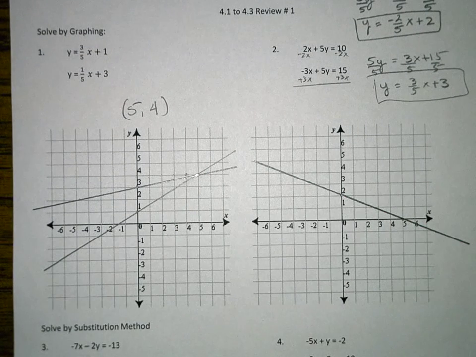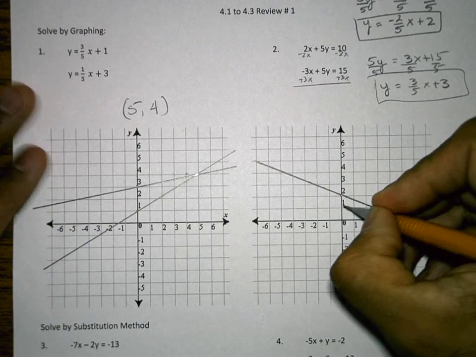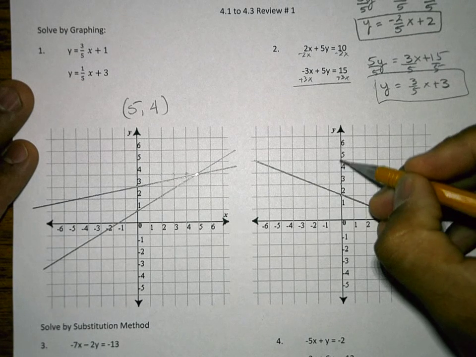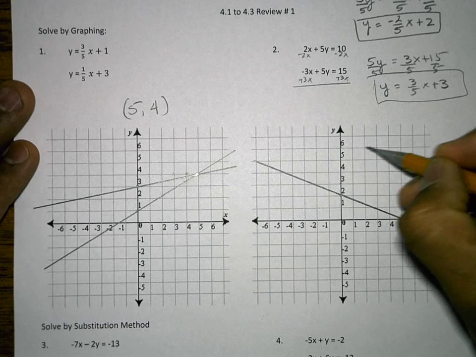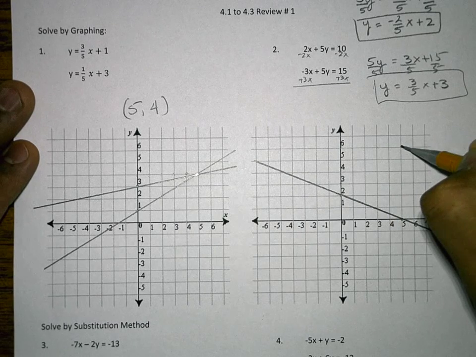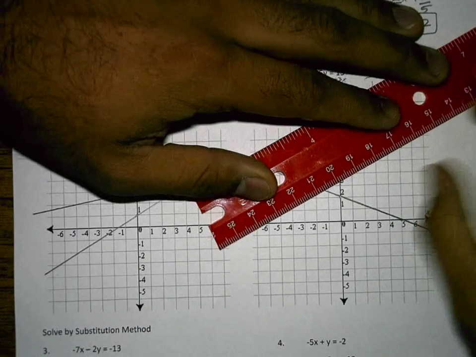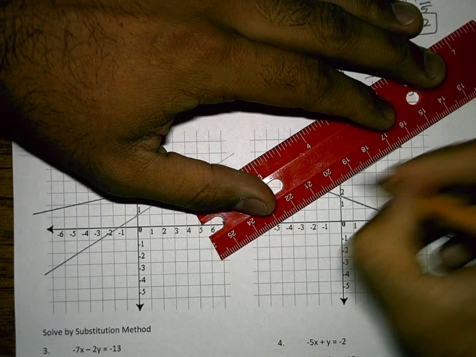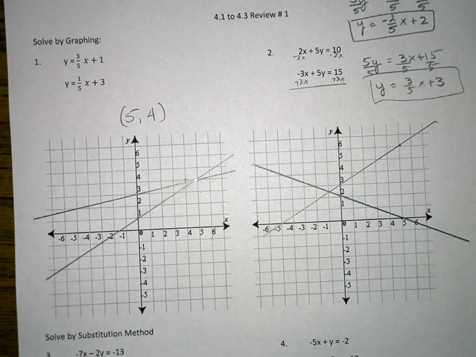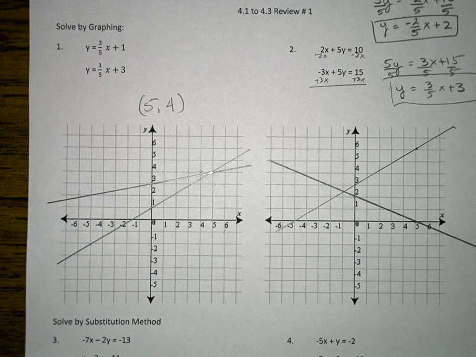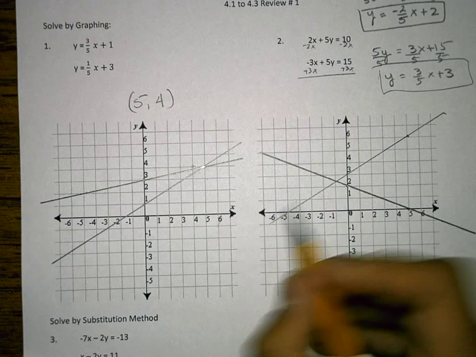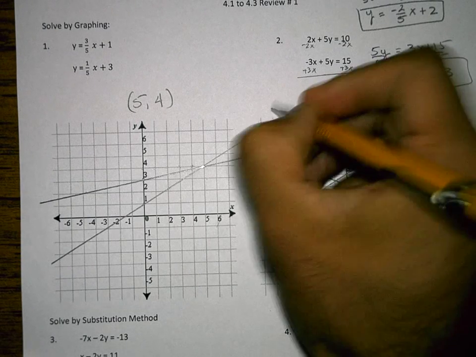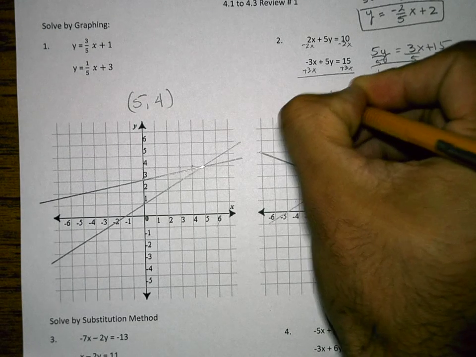Okay. And then we'll graph this other one. Start at positive 3. 1, 2, 3. I'm going to go up 3 over 5. 1, 2, 3, 4, and 5. Okay. And if we look at this one, it doesn't cross at a nice point, but I can still get a pretty good estimate. So it's negative 1 and then 2.5. So I want to say negative 1 and then 2.5.